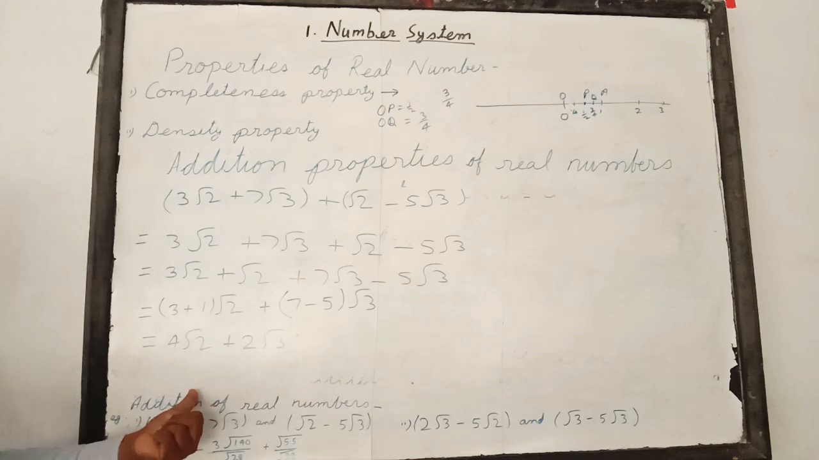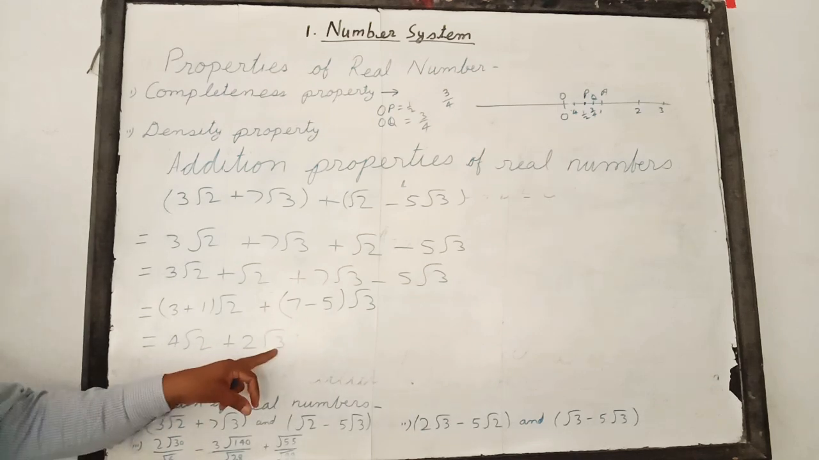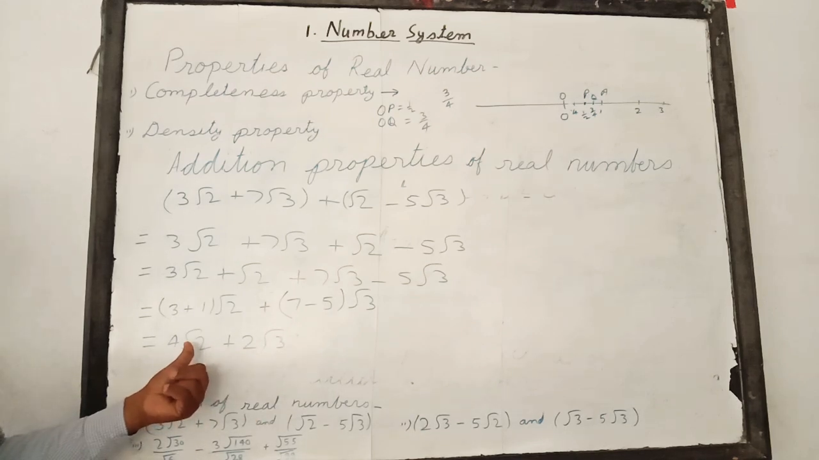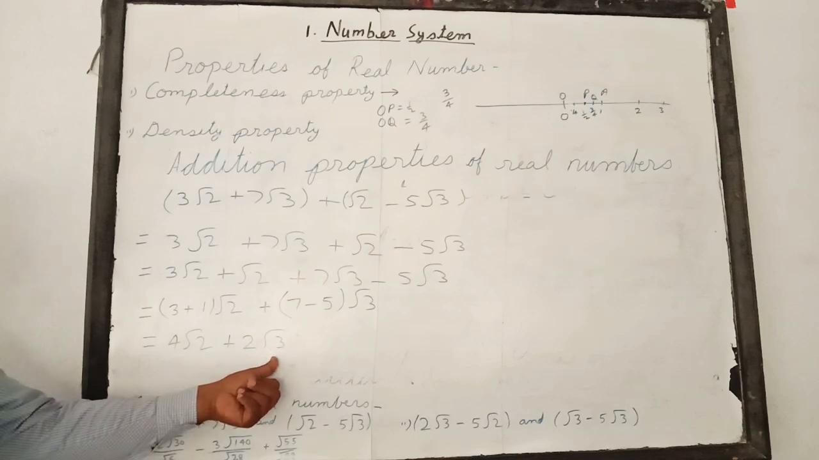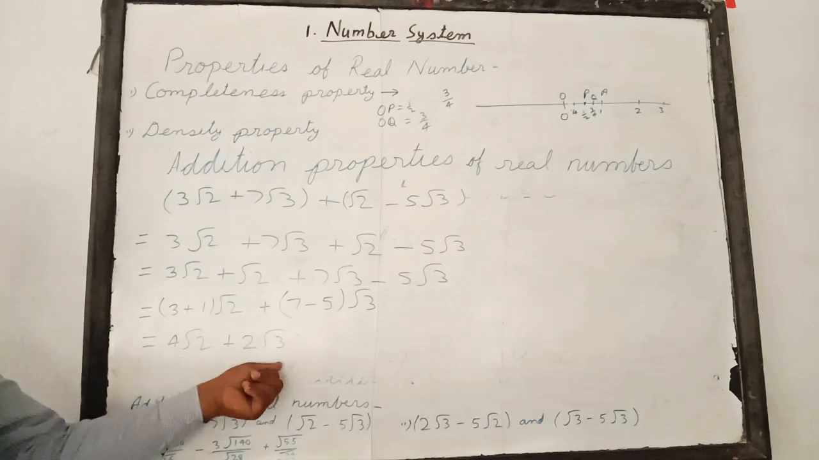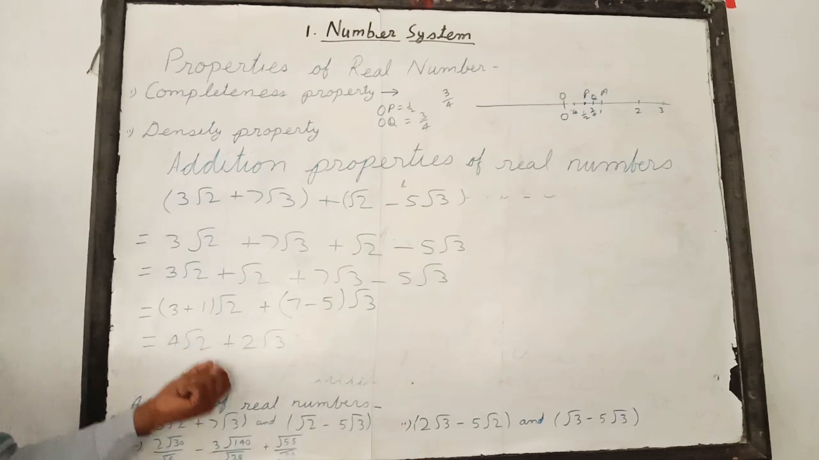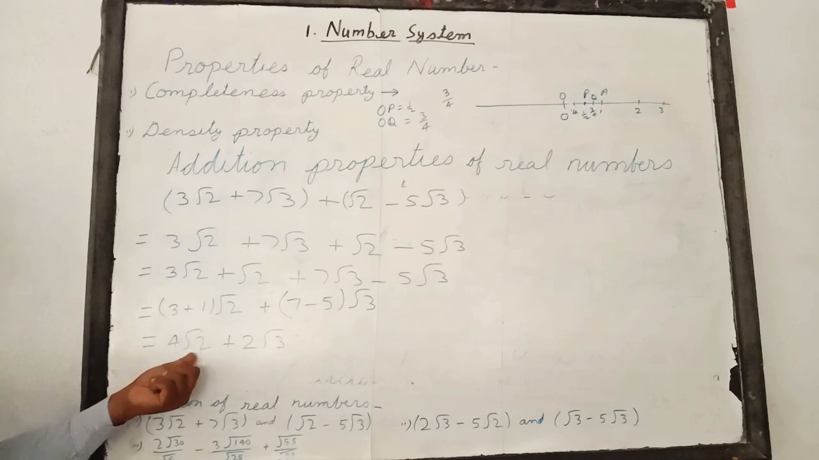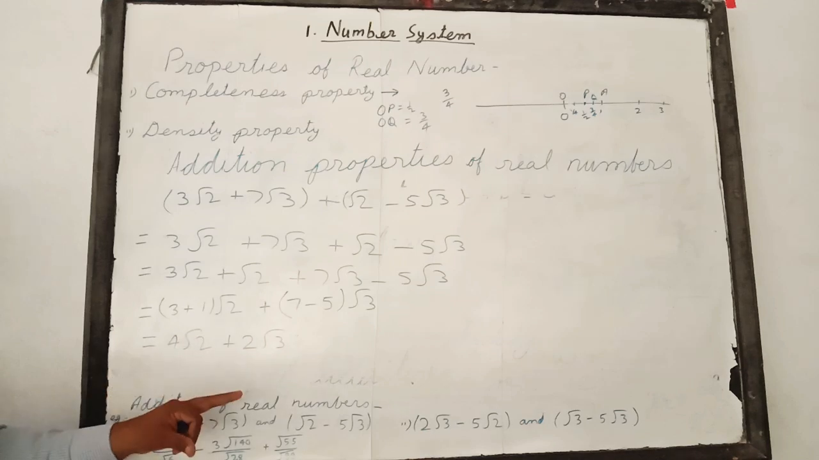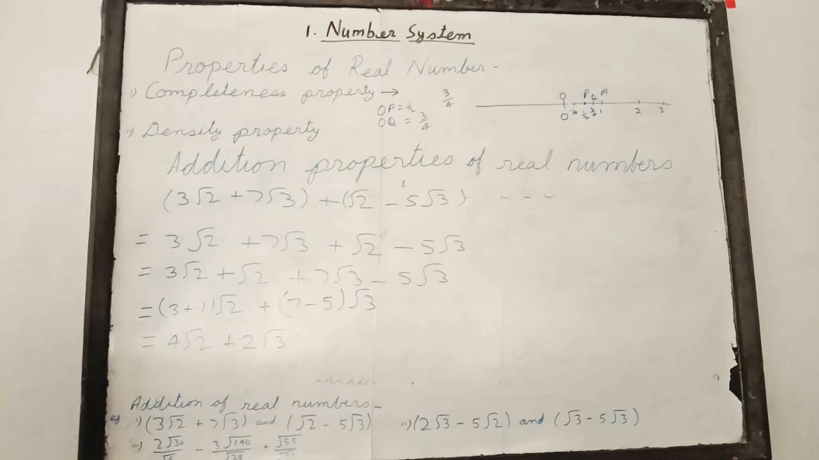Now further we cannot add because root 2 and root 3 are different. These are called unlike irrational numbers. So we cannot add or subtract unlike irrational numbers. We can only add or subtract the coefficients of like irrational numbers. That means if the roots are the same, then only we can add or subtract. If they have different roots, then we cannot add or subtract those numbers. Then we can take the second example.